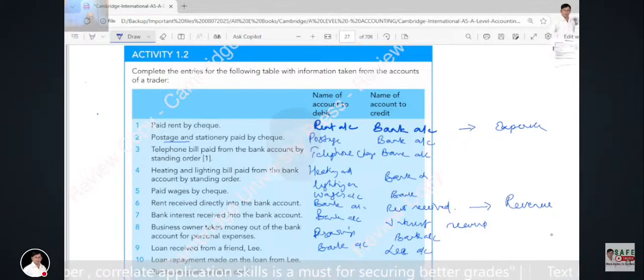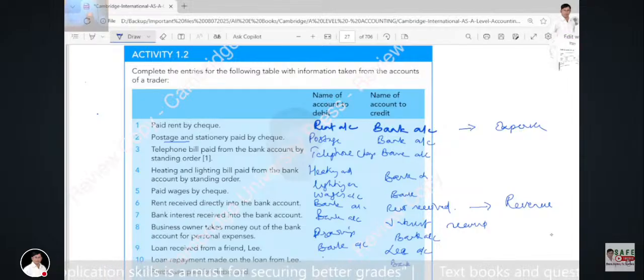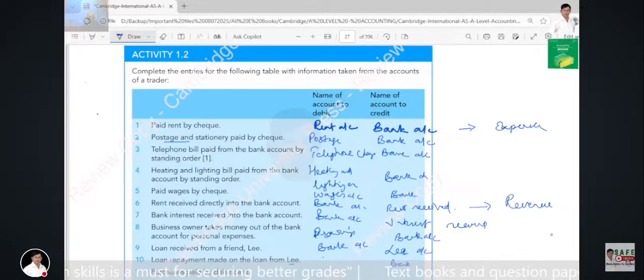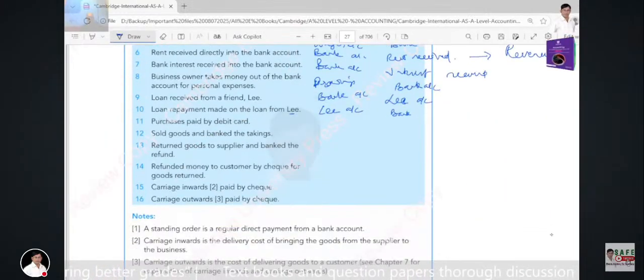Loan repayment made on loan from Lee. So what is happening? Money is going out from the bank, and who is receiving? Lee. Lee is receiving. When you repay the loan, Lee will receive. So Lee account will be debited, because debit the account that receives. So be specific, be clear which account will be debited and which account will be credited. You have to be very clear.